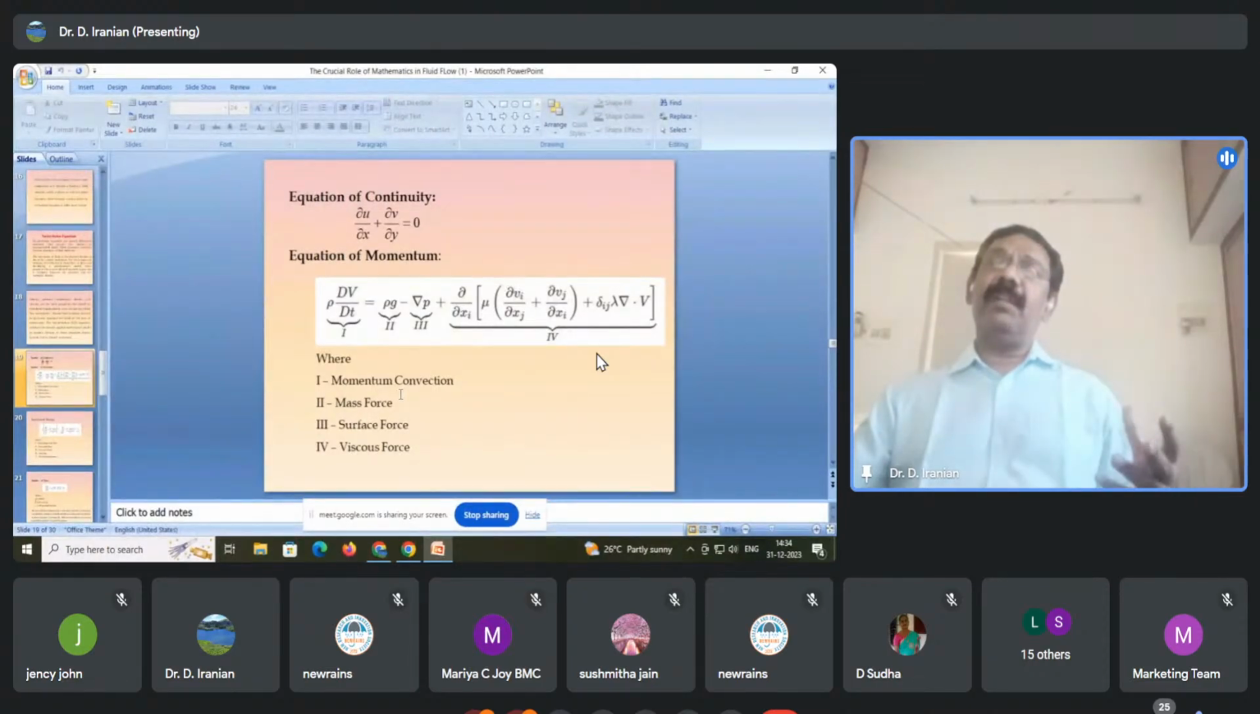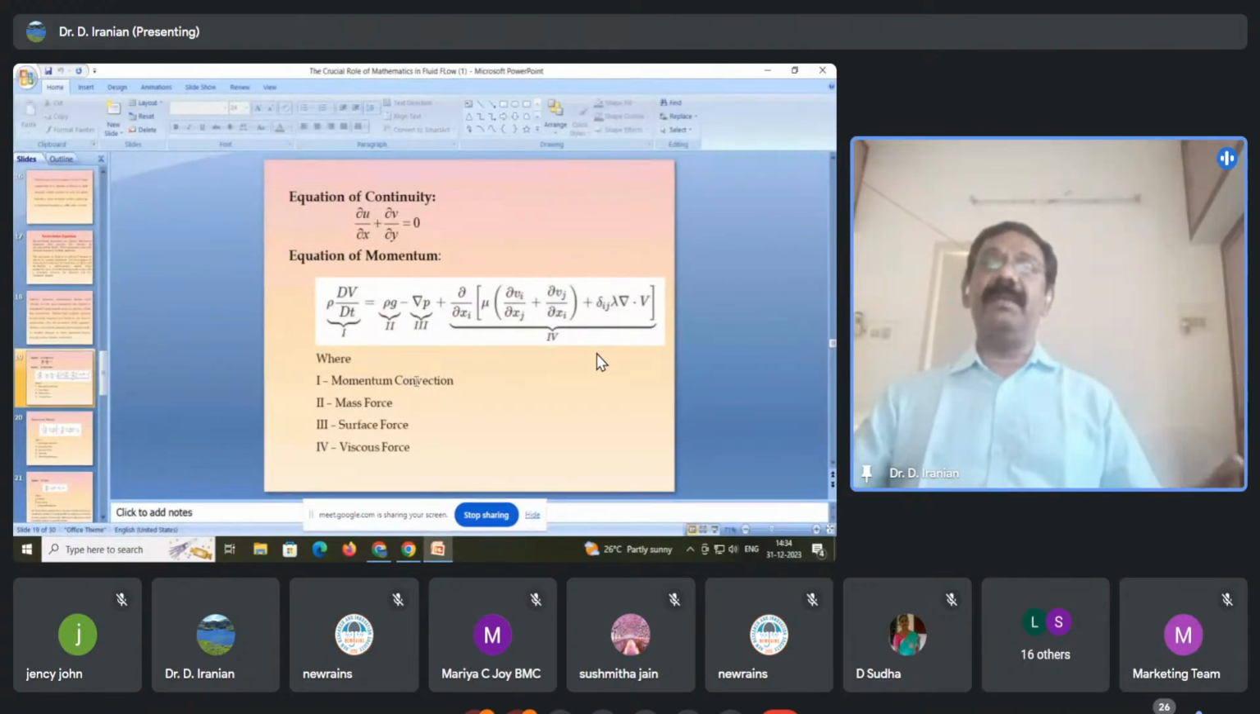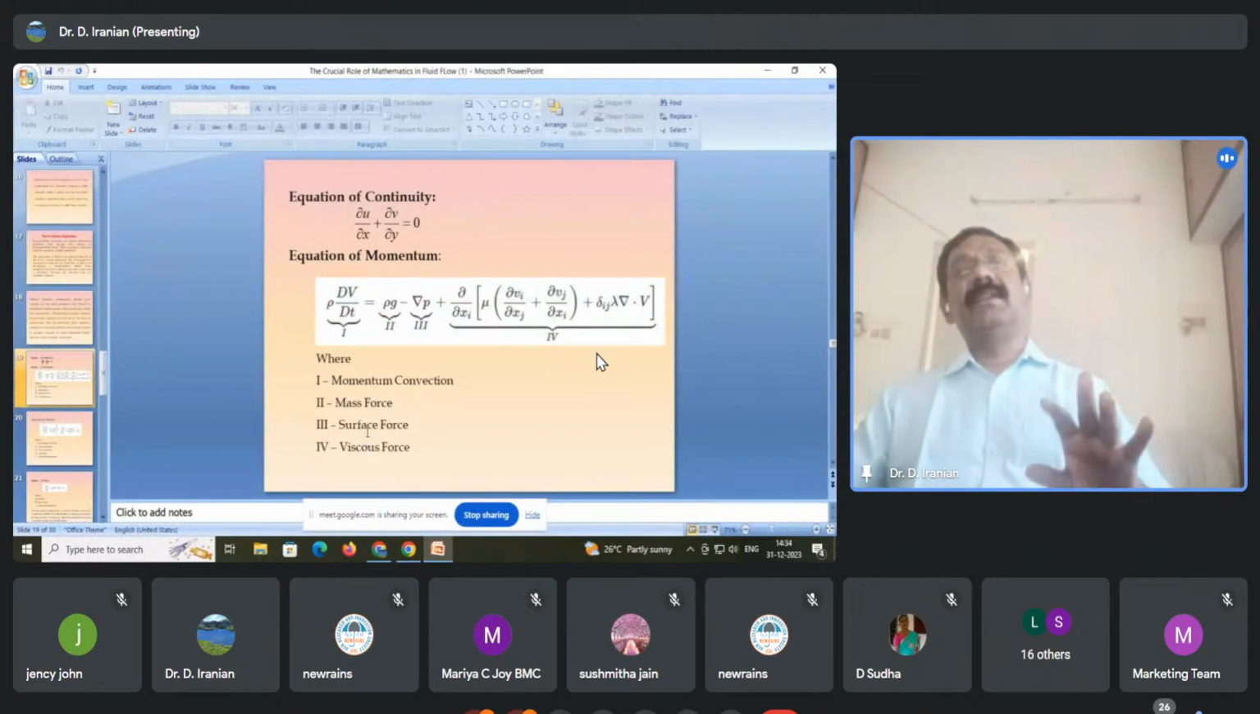Momentum means there should be some velocity, there should be some movement. So this is called a momentum equation. In this momentum equation, convection, temperature variations, then mass force, surface force, and viscosity. So we are applying viscosity here, surface, that is the area level, and then mass. Everything we are applying here.